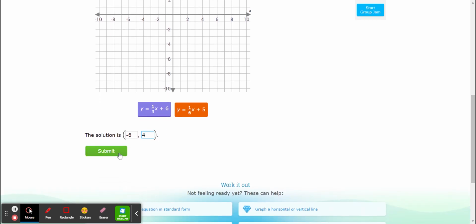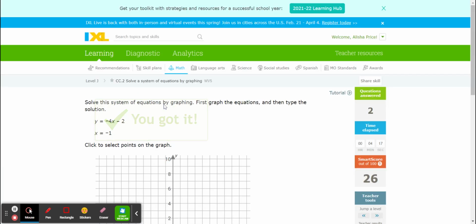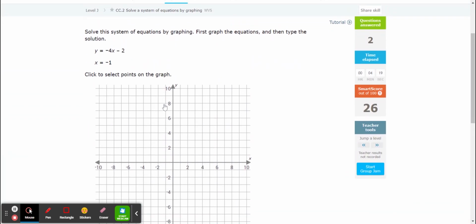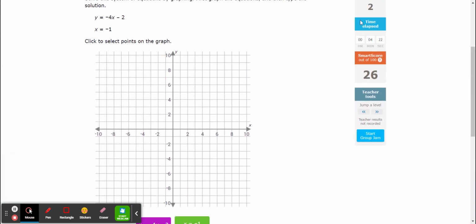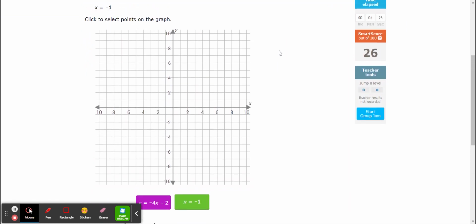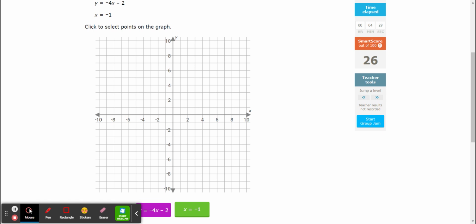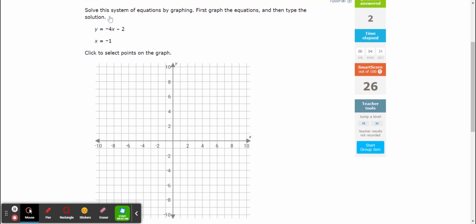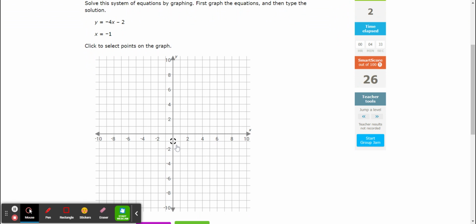Makes sense? Hopefully so. So keep on going and get your SMART score up to an 80. You see, just by doing 2 questions, I'm already at a 26. So if we have time, I'll go ahead and do this one too, because it is x equals a number. So if I'm doing y equals -4x minus 2, I start at -2. And then for -4, I'm going to go down 1, 2, 3, 4, and then to the right one since it's negative. I could have also gone up 4 and then to the left once.